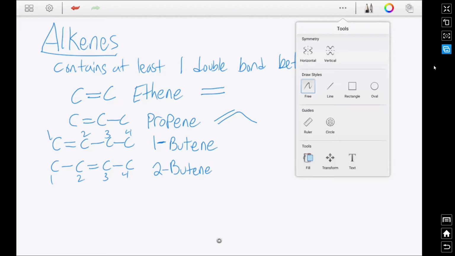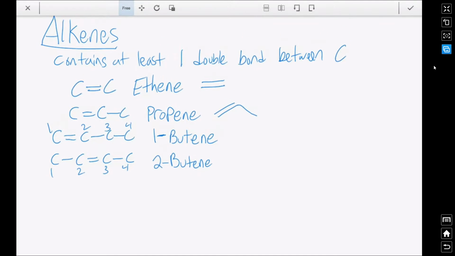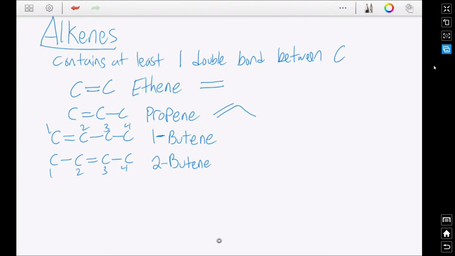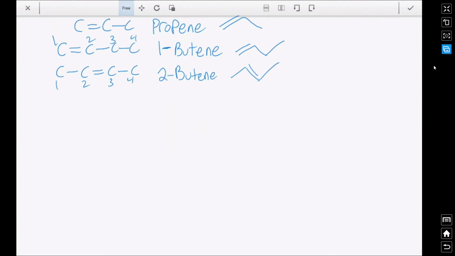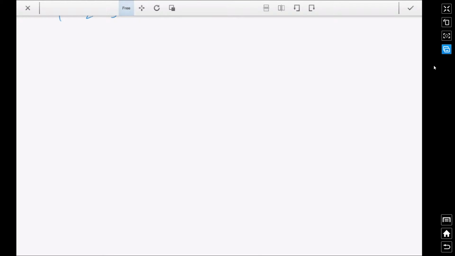So let's go through a couple examples of larger chains. Oh, before we do that though, I should draw this. 1-butene would look like this. Kind of looks like a butane, but has a double bond there. 2-butene would look like this, like that. Okay, there we go.